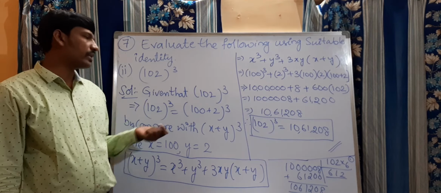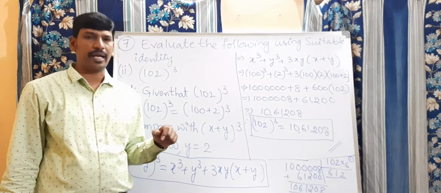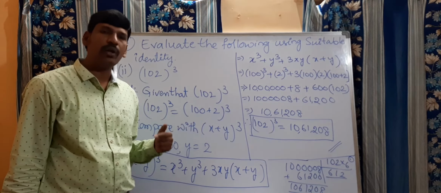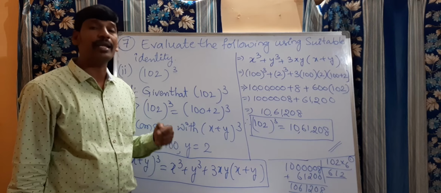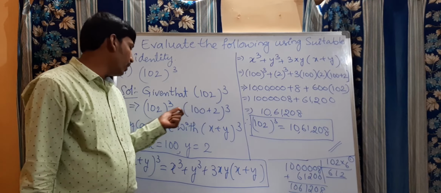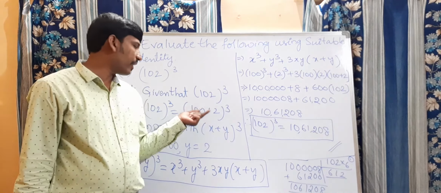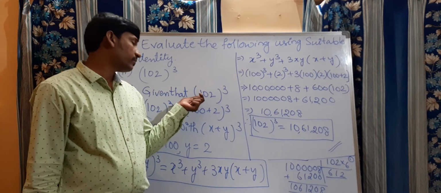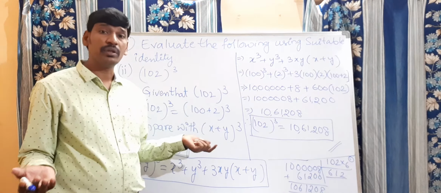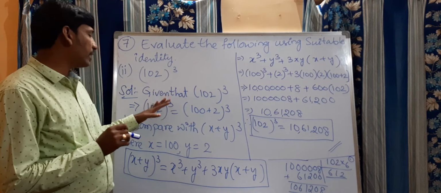Whatever the given problem, see whether the problem is in terms of x plus y whole cube or x minus y whole cube. See here, 102, if you write 100 plus 2, you will get it easily. Instead of writing 100 plus 2, if you write 98 plus 4 also, but 98 cube is a big process again. So keep it in mind whenever you get these types of problems.